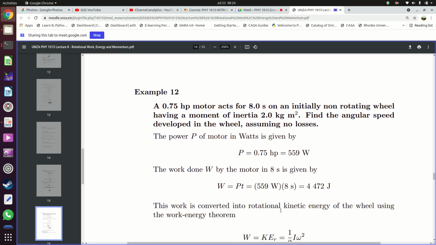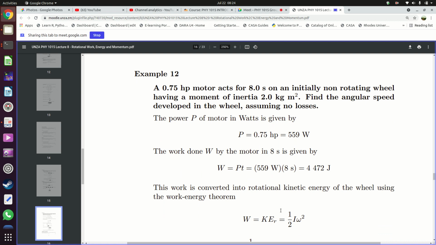Example number 12. A 0.75 horsepower motor acts for 8 seconds on an initially non-rotating wheel having a moment of inertia of 2 kg meter squared. Find the angular speed developed in the wheel, assuming no losses.